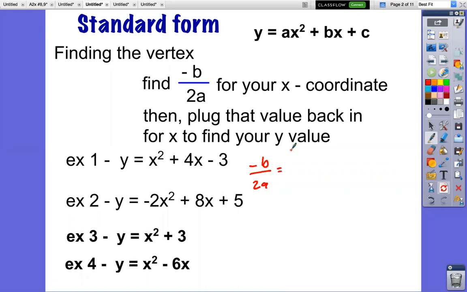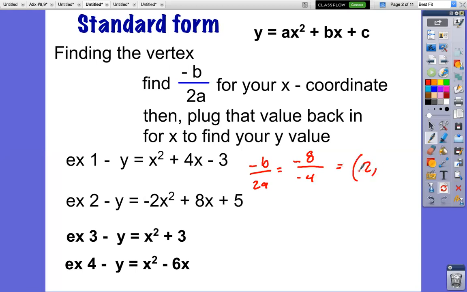Now, probably not the last time, but the opposite of B: what is my B value right now? What B value do I see in number 2? 8. So what's the opposite? -8. There you go. So I'm not even going to mess with writing A, B, and C anymore. You guys did that in 6th, 7th, 8th grade, whatever. So opposite of B over, what is 2 times A? -4. So pay attention to your signs.